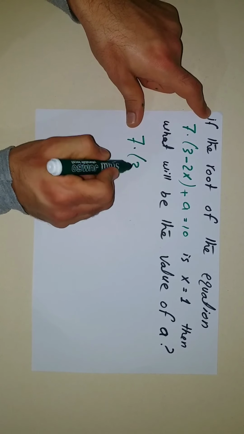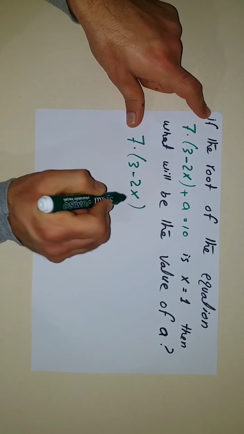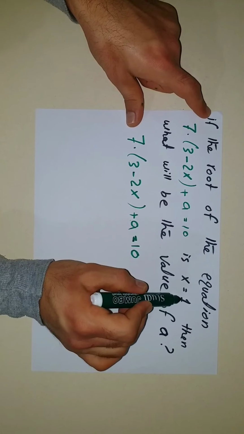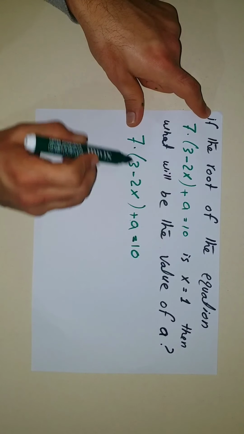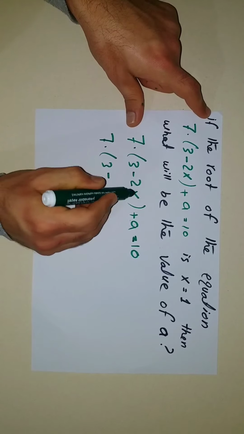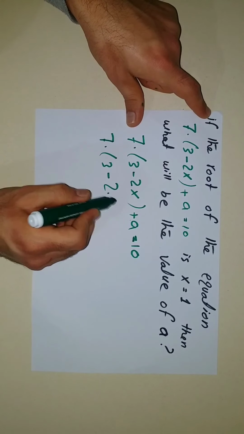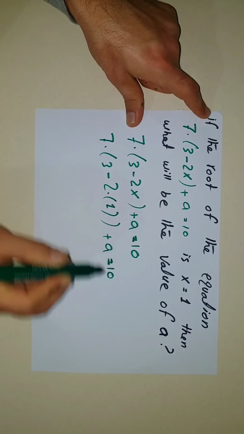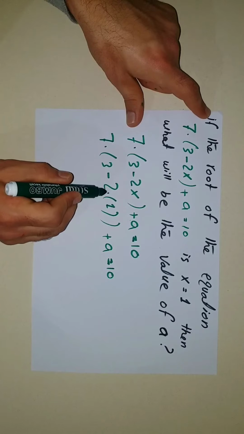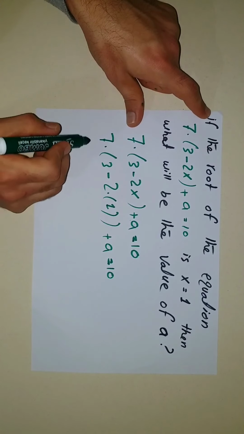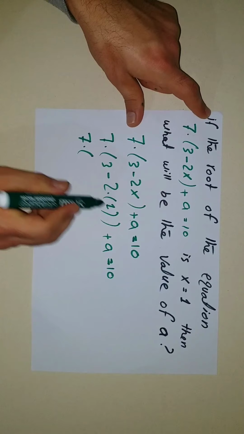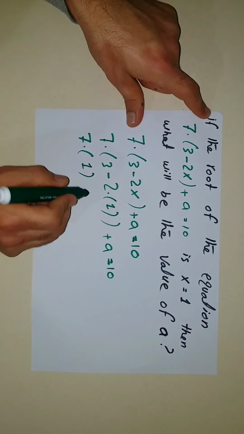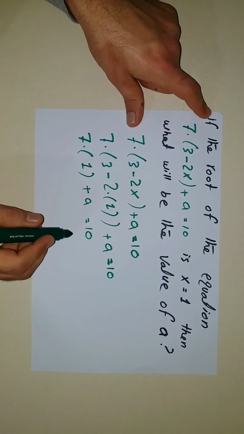Let me write the question. 7 multiplied by 3 minus 2x plus a is equal to 10. Now x is given, x is equal to 1. I will have to find the value of a. So 7 multiplied by 3 minus 2, value of x is equal to 1, plus a is equal to 10. 2 multiplied by 1 is equal to 2, and 3 minus 2 will give me 1, plus a is equal to 10.